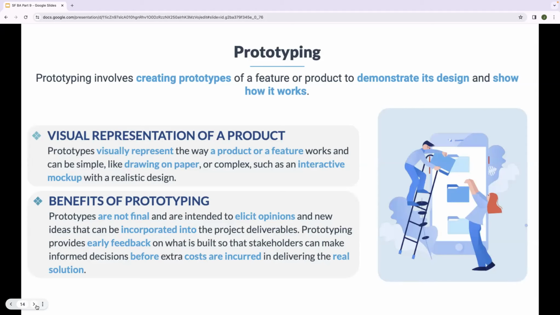Benefits of prototyping. Prototypes are not final and are intended to elicit opinions and new ideas that can be incorporated into the project deliverables. Prototypes provide early feedback on what is built so that stakeholders can make informed decisions before extra costs are incurred in delivering the real solution.